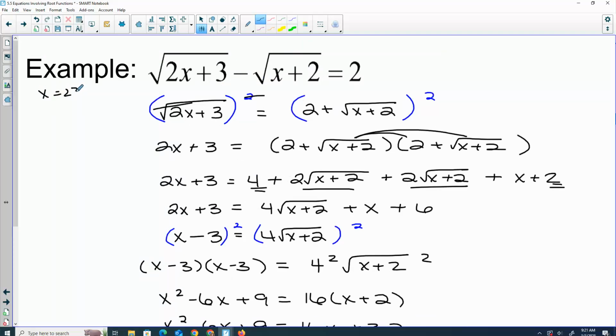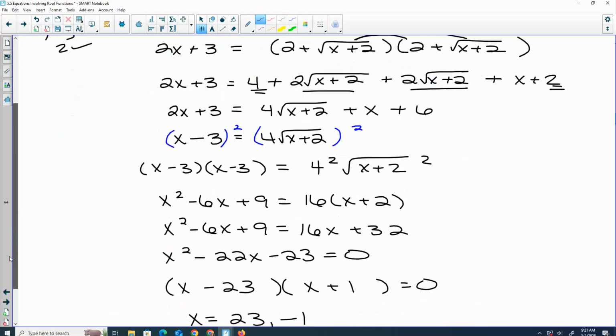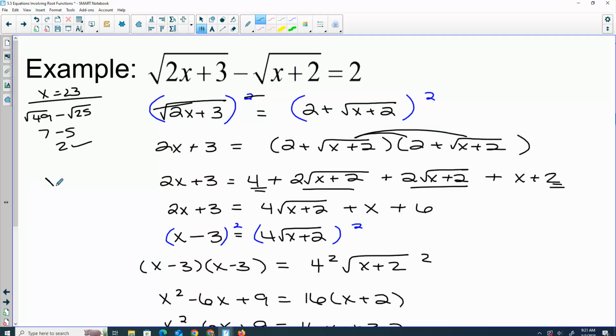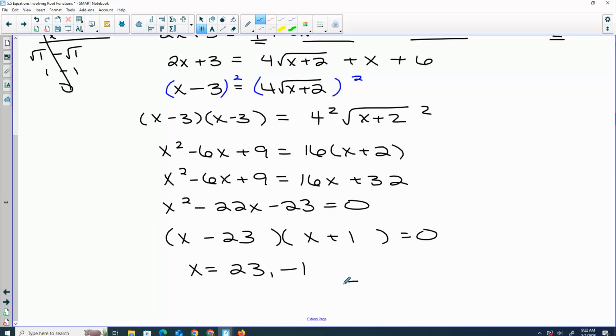So if you put in 23, you get square root of 49 minus square root of 25, so 7 minus 5 is 2, that works. We put in a negative 1, we get the square root of 1 minus the square root of 1. 1 minus 1 is 0, does negative 1 work? No. So 23 is my only answer.